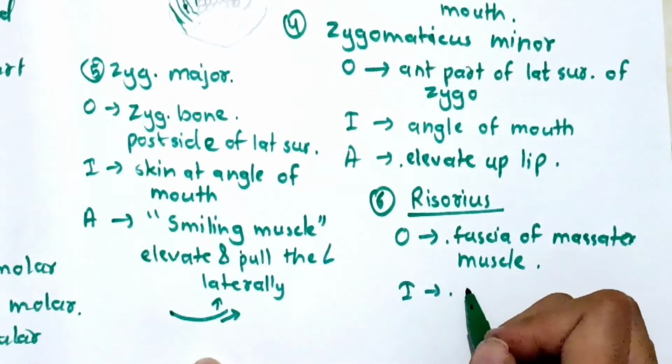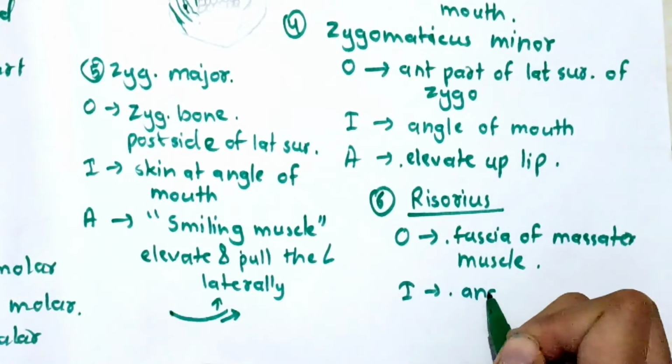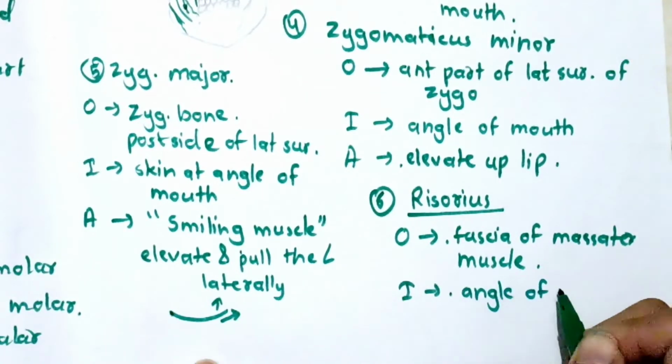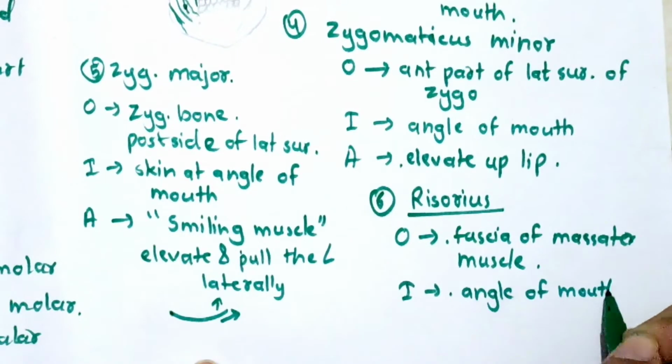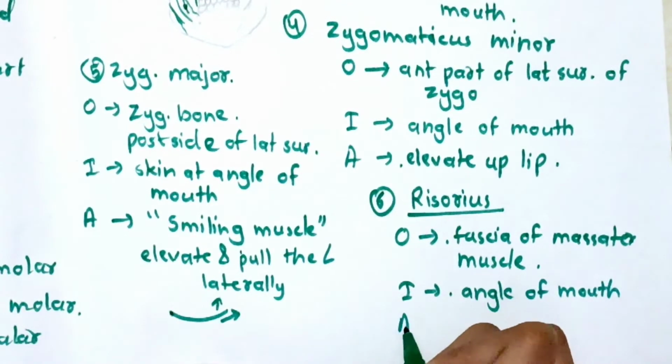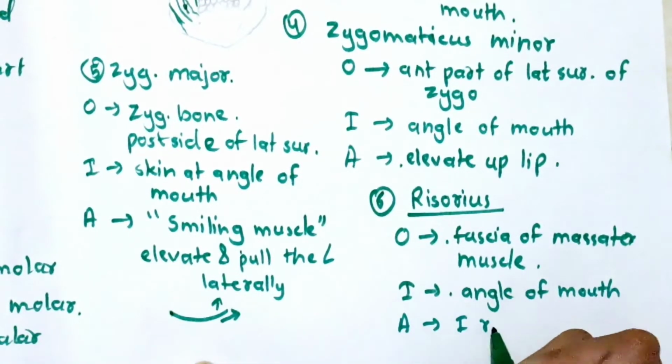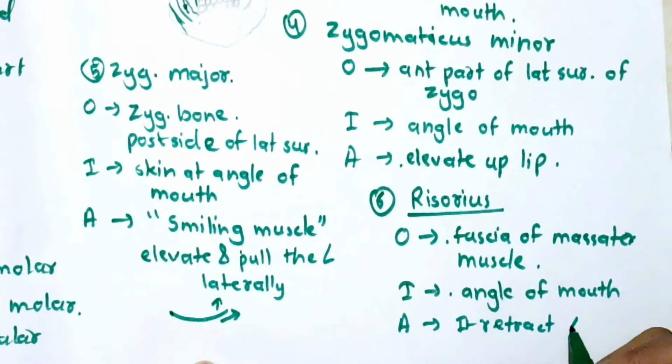on the skin of angle of mouth again. Okay, angle of mouth, and action is it retracts the angle, because it is like this, originating from here, inserting here, it is like a whole horizontal position. So it pulls the mouth like this, so it retracts the mouth.